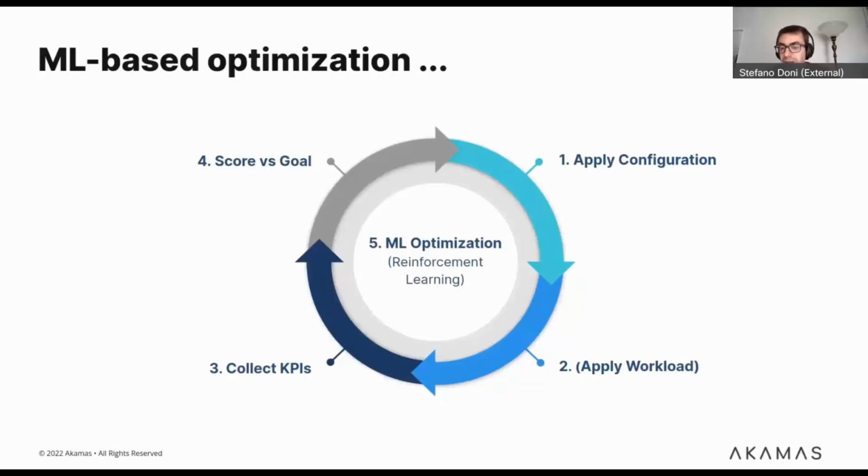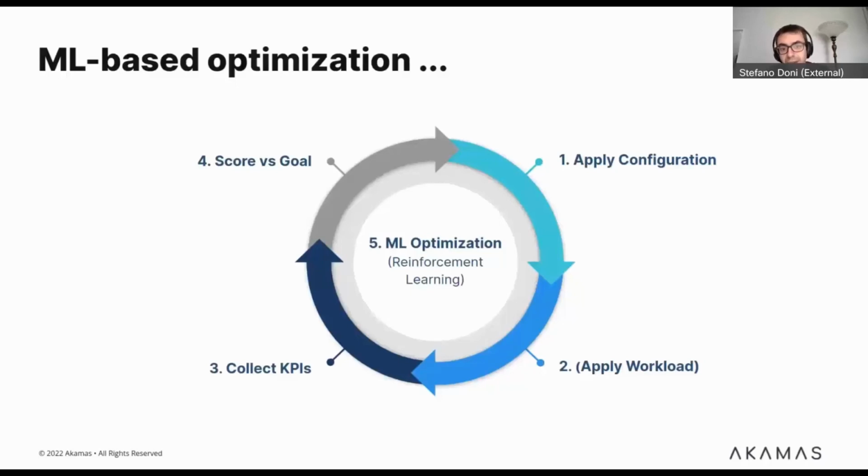Step number 3, we collect the key performance indicators, which means performance metrics and all the metrics that we are interested in. Again, we don't provide any agents, but the idea is that we collect metrics from the typical observability and monitoring tools that customers already have, like, for example, Dynatrace or Prometheus.